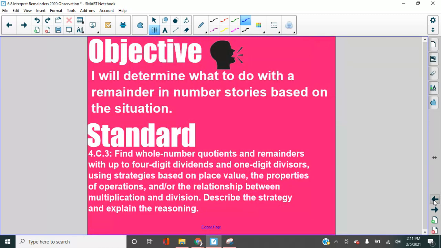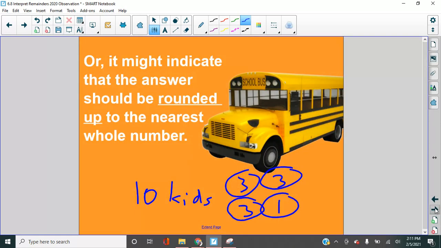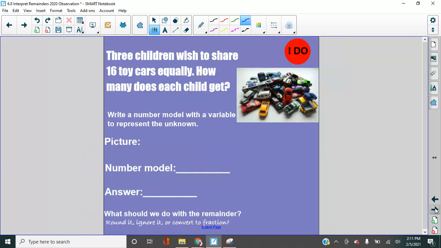Let's cover that objective. Our goal here is to be able to determine what to do with a remainder in number stories based on the situation. So you're going to be doing some thinking about what am I going to have to do with the remainder. So this is not a lesson about how to divide. I've done that lesson several times. I'm not going to really talk much about steps of division. In fact, you'll see me do some of the division fairly quickly because our goal here is to decide what to do with the remainder.